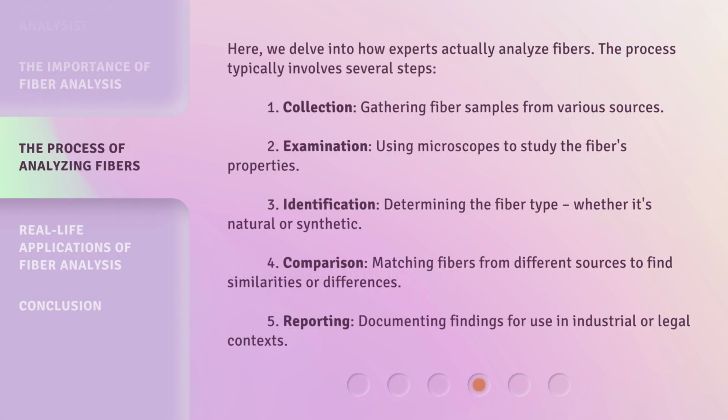Here, we delve into how experts actually analyze fibers. The process typically involves several steps. 1. Collection, gathering fiber samples from various sources. 2. Examination, using microscopes to study the fiber's properties. 3. Identification, determining the fiber type, whether it's natural or synthetic. 4. Comparison, matching fibers from different sources to find similarities or differences. 5. Reporting, documenting findings for use in industrial or legal contexts.